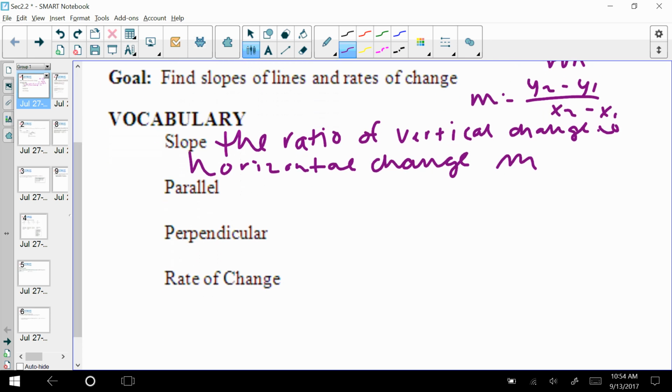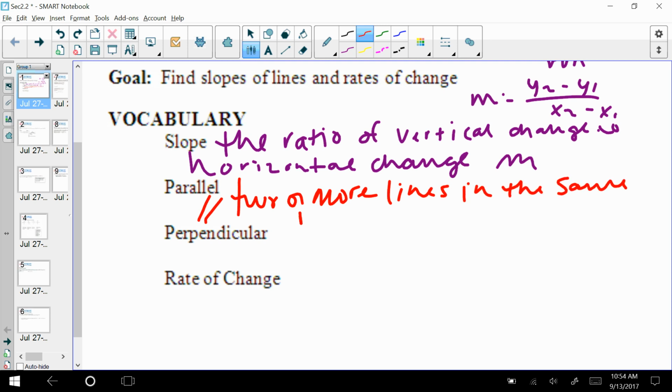If two lines are parallel, then they're lines that are in the same plane and they never intersect. So you might see this sign that refers to parallel lines. And those are two lines, and we have to specify that they're in the same plane. And it could be two or more that never intersect.